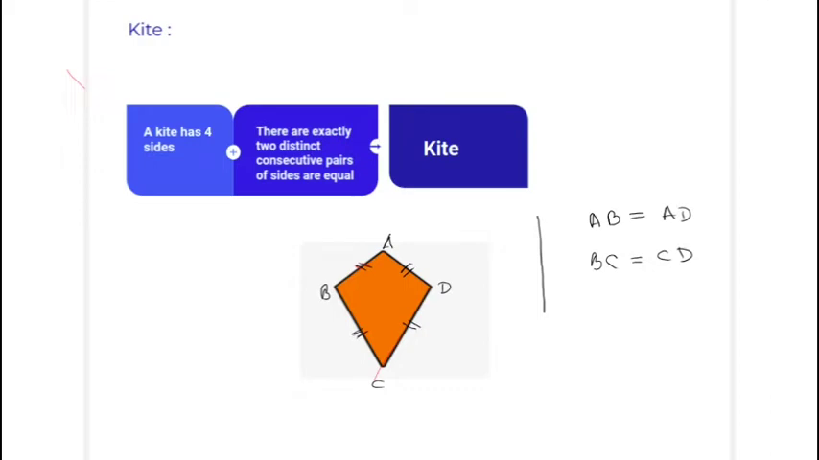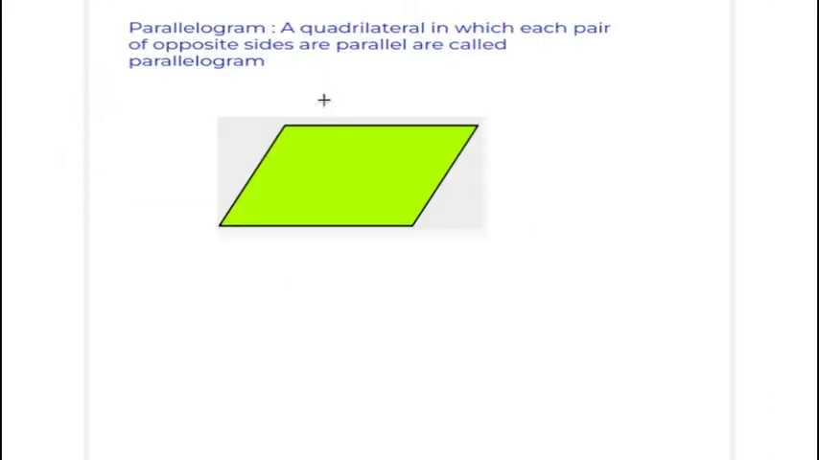Okay, now let us move to the next. A parallelogram is a quadrilateral in which each pair of opposite sides are parallel. First of all, it has four sides, and each pair of opposite sides, that means this is a pair, these two sides are opposite, and these two sides are also opposite. These two sides are parallel, and also these two sides are parallel.